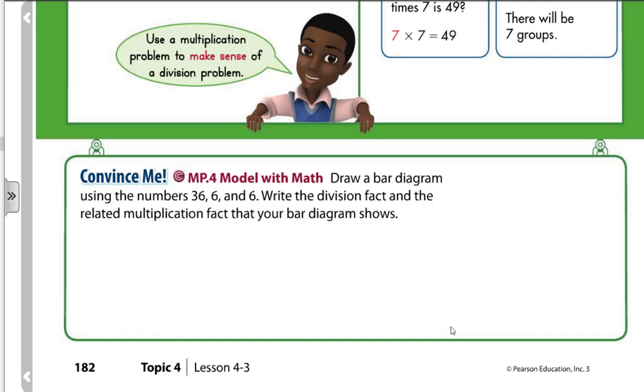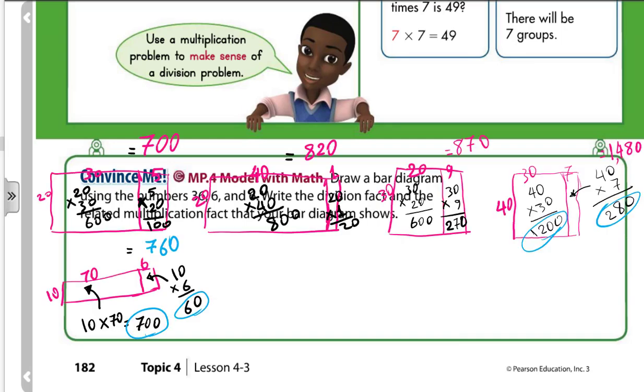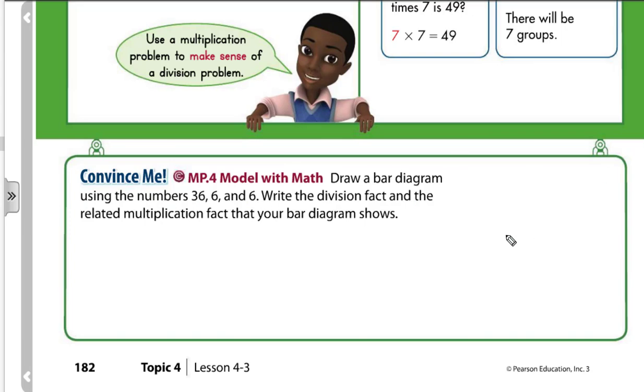Yes, teacher. This is Ali. Yes. Okay, Ali, I will read the question. Draw a bar diagram using the numbers 36, 6, and 6. So the numbers that we are using here are, again, okay, I will erase this. So we will draw a bar diagram. Do you remember what is the bar diagram? No. Okay, I will remind you. And these are the numbers that we will use: 36, 6, and 6.